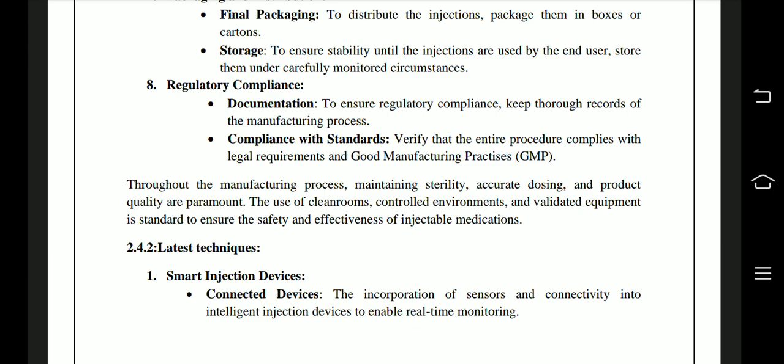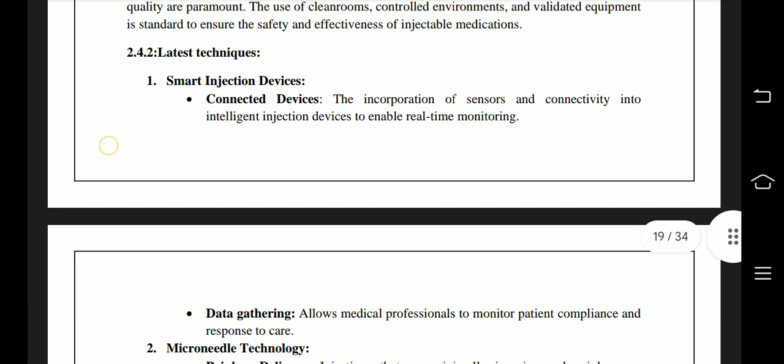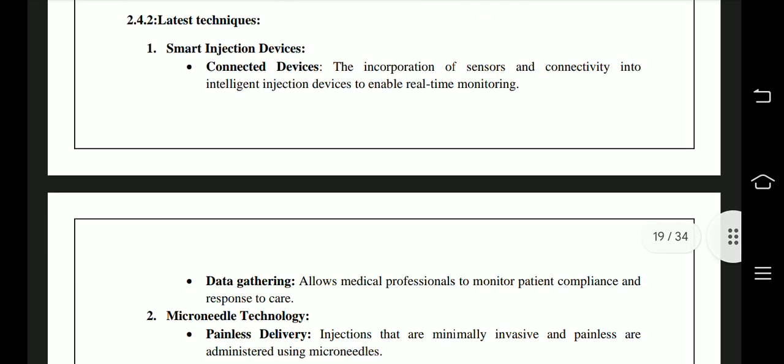Throughout the manufacturing process, maintaining sterility, accurate dosing, and product quality is paramount. Now I would like to discuss the latest techniques. First one is smart injection devices.